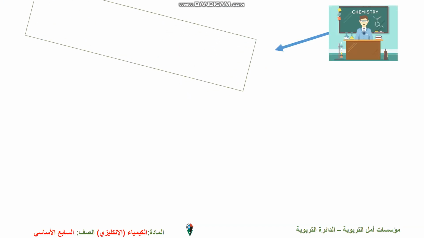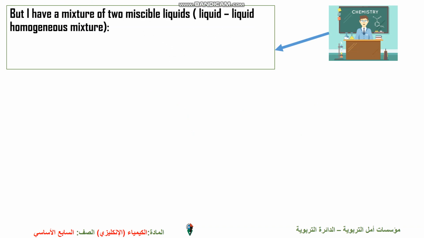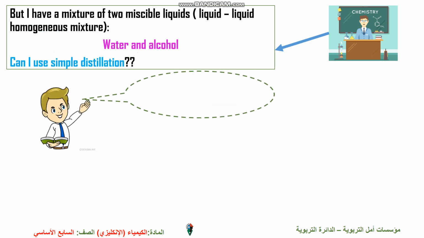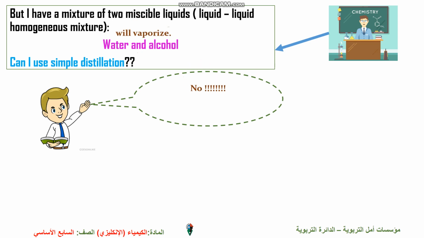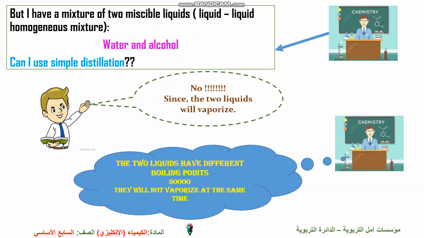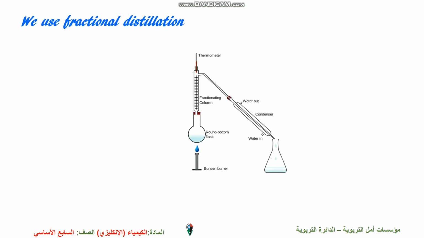Now, here is another question. If I have a mixture of two liquids together, miscible liquids that dissolve in each other, so a homogeneous mixture, for example, water and alcohol, can I use simple distillation? The answer is no, because the two liquids will vaporize, but the two liquids do not have the same boiling point. They will not vaporize at the same time. So I will use fractional distillation.